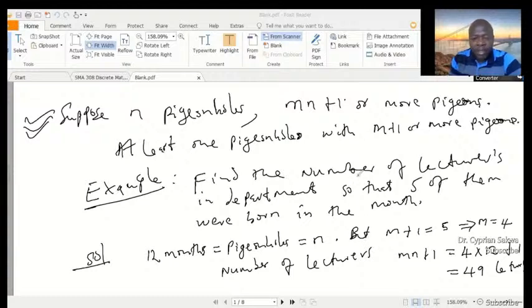So that is how we generalize the pigeonhole principle, and you can see how we've used it. The good thing here is to try to understand the statement of the pigeonhole principle and the statement of the generalized pigeonhole principle, and try to read more on how to apply it and look at more examples.